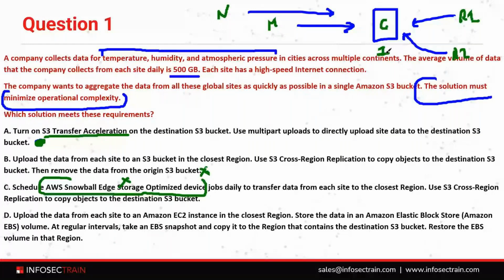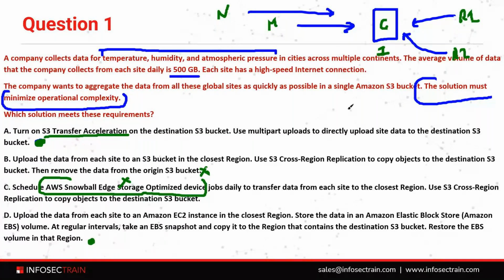Okay, upload the data from each site to an Amazon EC2 instance in the closest region. Store the data in an Amazon EBS volume at regular intervals. Take the EBS snapshot and copy it to the region that contains the destination. Okay, this is really good as well, no issue with that. EBS can also be the one, but the first thing is that it will overcomplicate things. And now here is a big problem. You need to understand the difference between these two things.